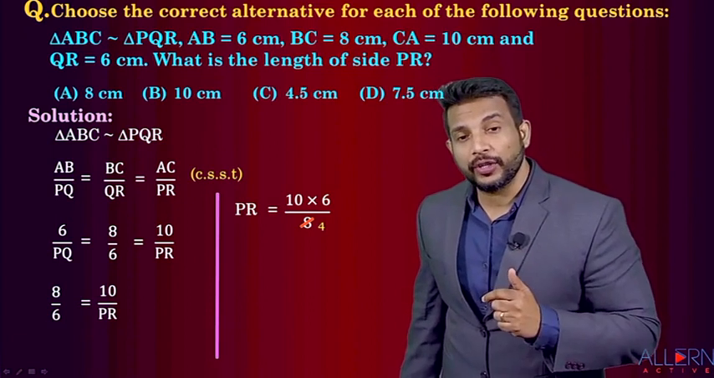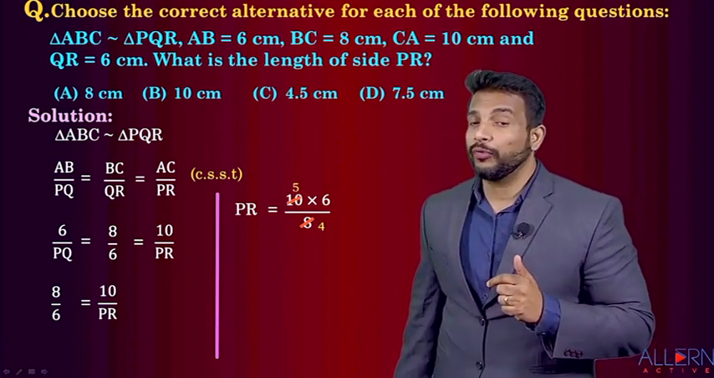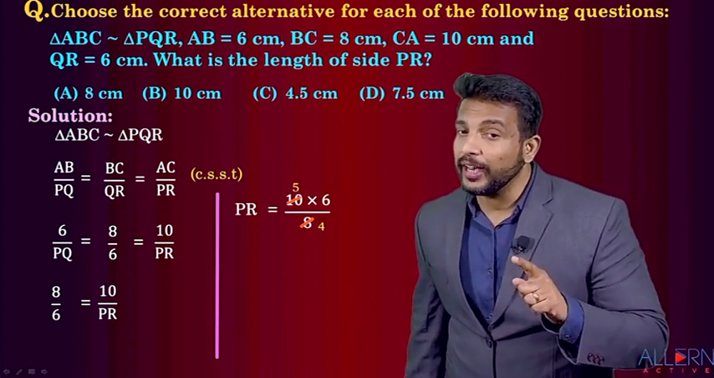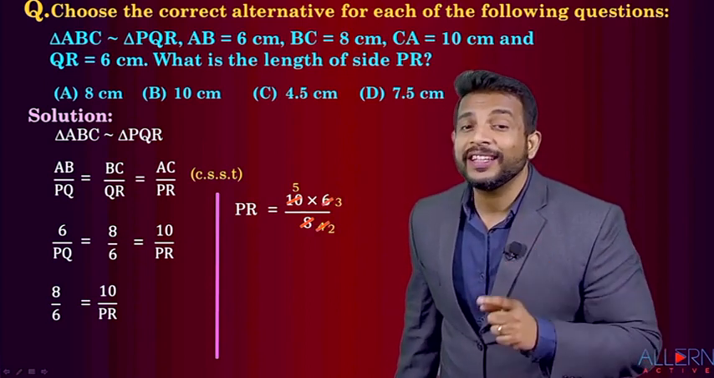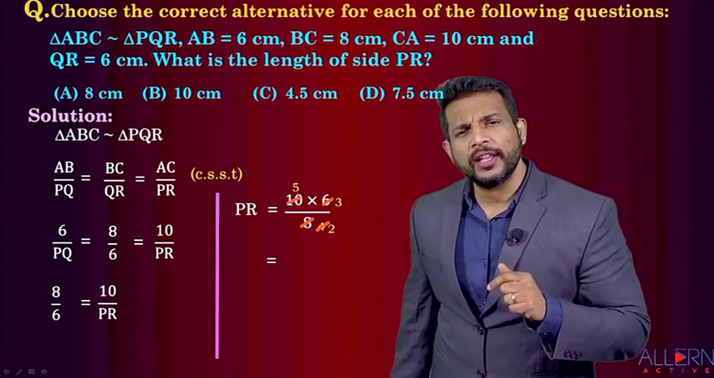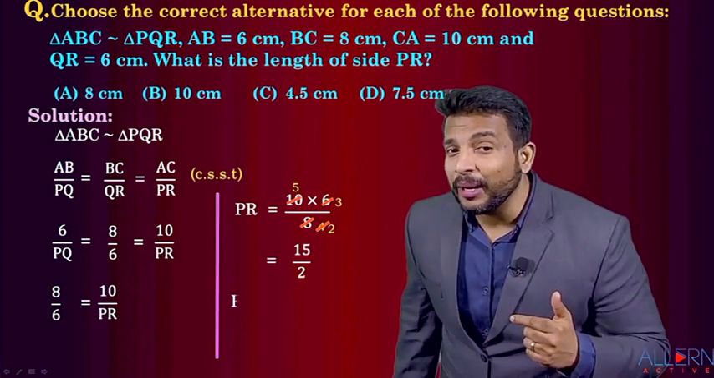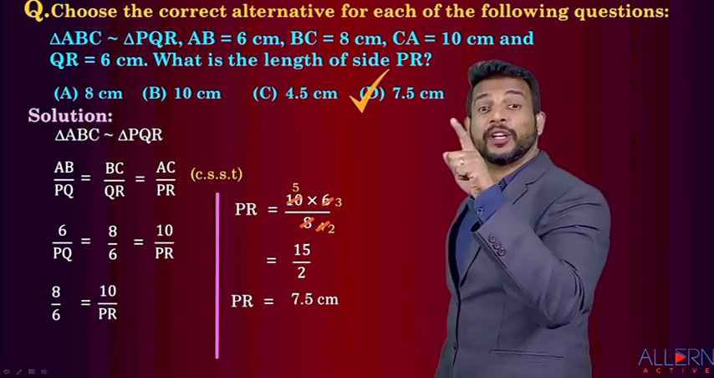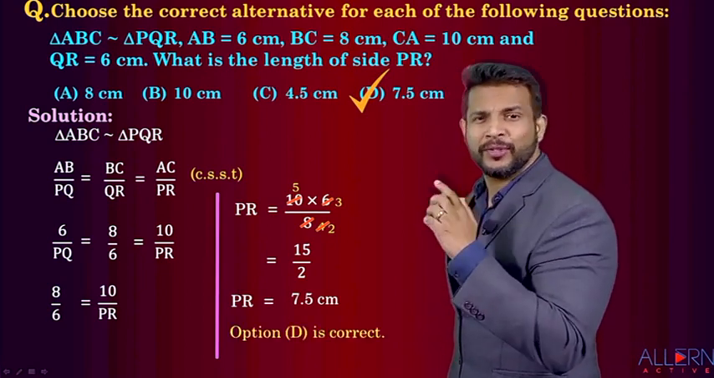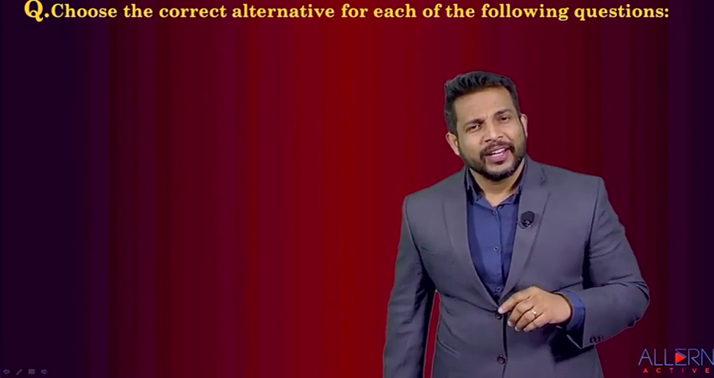Do the cancellation. 2 4s are 8, then we get 2 5s are 10, again do the cancellation, right? 4 and 6. So it is nothing but 2 2s are 4 and 2 3s are 6. What we get is 5 into 3. How much is that? 15. And 15 upon 2 is nothing but 7.5. That means we get PR is 7.5, which is option number D. That's the correct one. So simple, right? Let's do the next one.